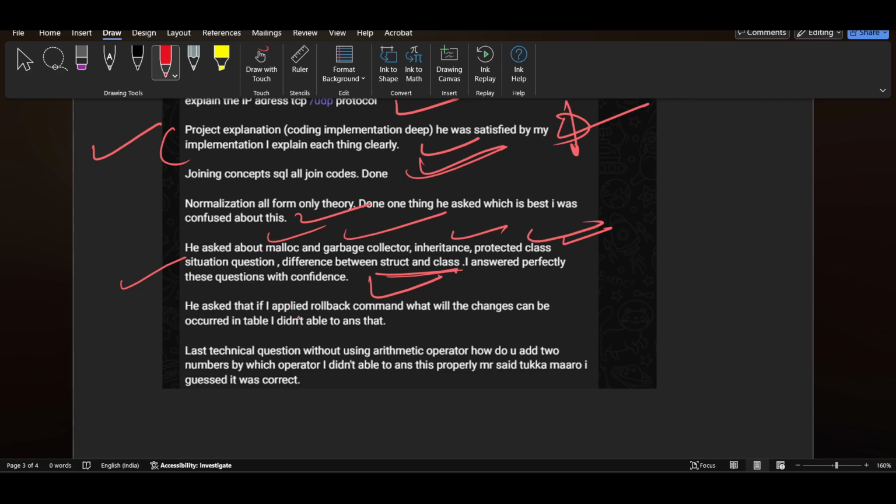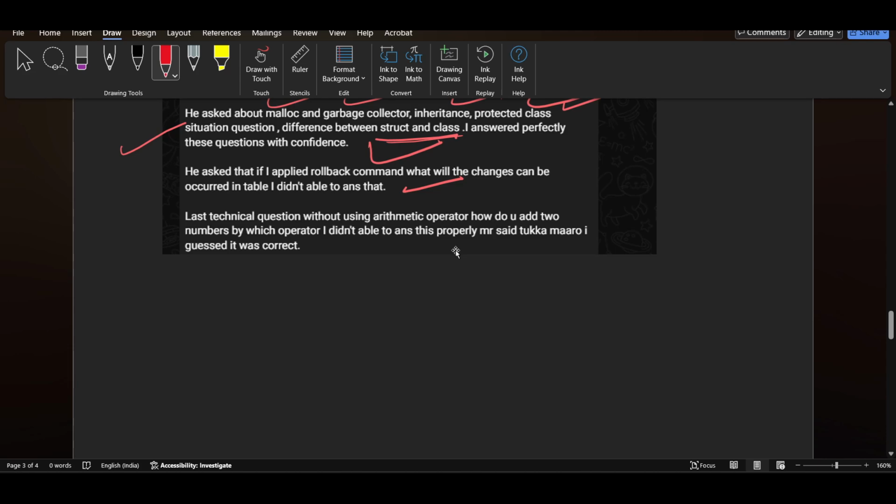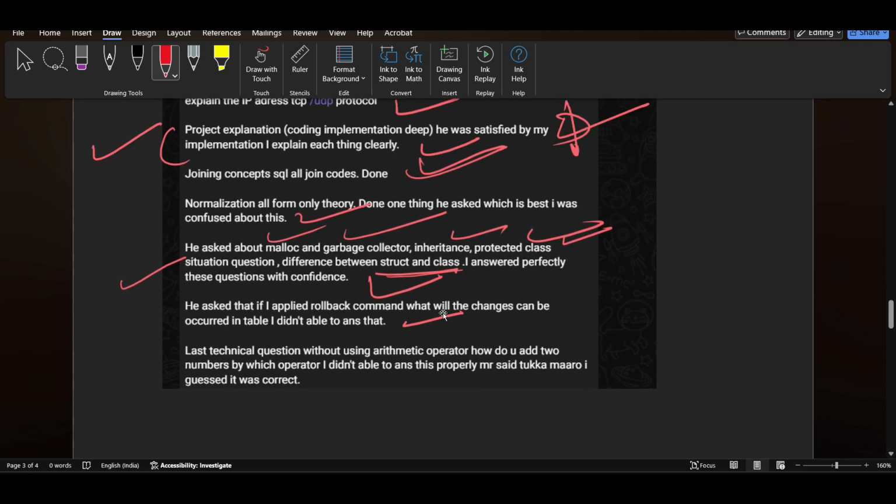He asked that if I applied the rollback command, then what changes can occur in the table. I was not able to answer that. So if we are rolling back the transaction, obviously no changes will be made, right? The previous transaction will be hidden, right?